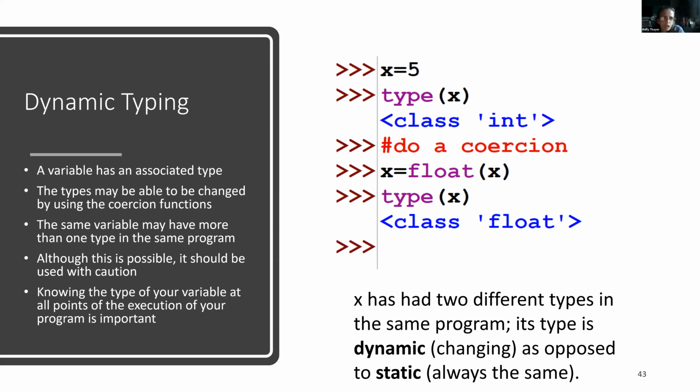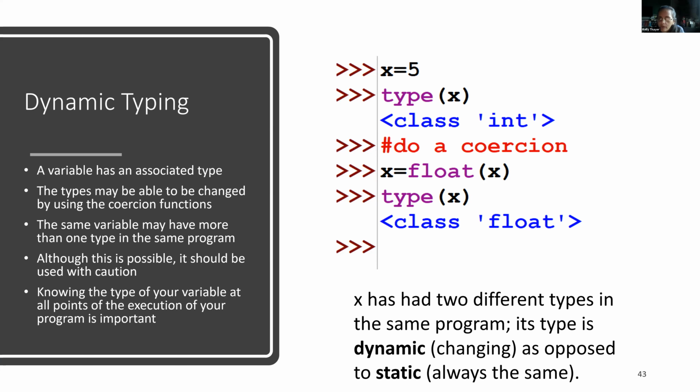Python has dynamic typing. A variable has an associated type, but the types may be able to be changed by using the coercion functions as we've just been looking at. The same variable, therefore, may have more than one type in the same program. So how will you know which type it has? Although this is possible, it should be used with caution. It is not a good idea to be changing the type of your variables just however you like.